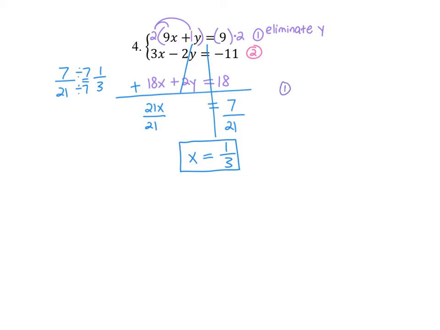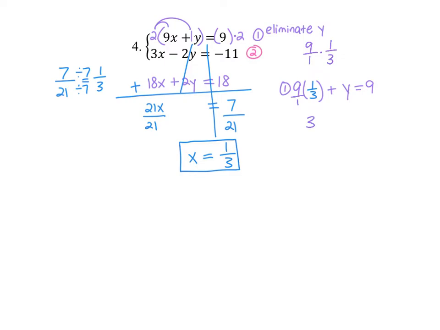So in equation number 1, I'm going to plug in 1/3 for x. So 9, and then instead of x, I'm going to plug in 1/3, and then plus y is equal to 9. Now 9 times a third, remember I told you it's just like 9 divided by 3, so what's a third of 9? It's 3. And if you want, I'll just go ahead and write that. You can stick that over 1.